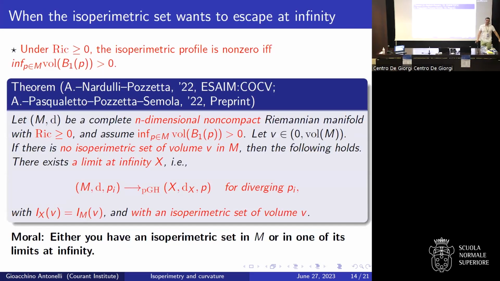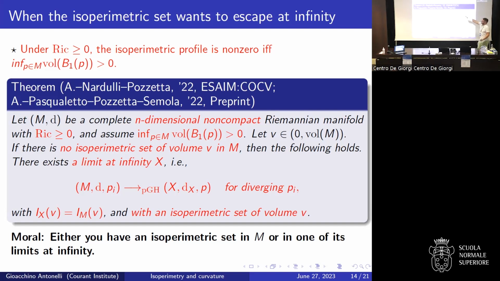So what happens when the set wants to escape at infinity? Basically, you have concentration compactness. First observation, something that I'm tacitly using, is that under non-negative Ricci, the isoperimetric profile is non-zero if and only if you have a uniform lower bound on the volume of unit balls. This is an exercise that can be done with Bishop-Gromov. So if you have a sequence of balls that escapes at infinity and loses all the volume, then the isoperimetric profile is constantly equal to 0.